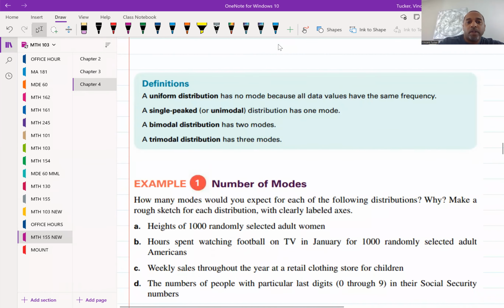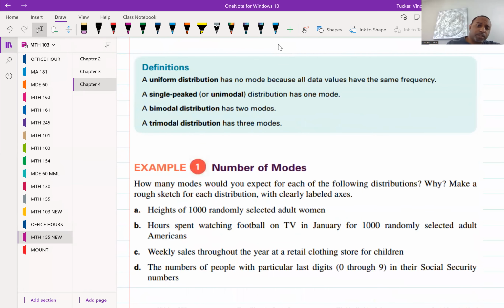All right. So here's just a light example of giving us applications or natural examples of when we would have a uniform distribution versus single peak, bimodal, trimodal, and so on. It says, how many modes would you expect for each of the following distributions? Why? Make a rough sketch for each distribution with clearly labeled axes.